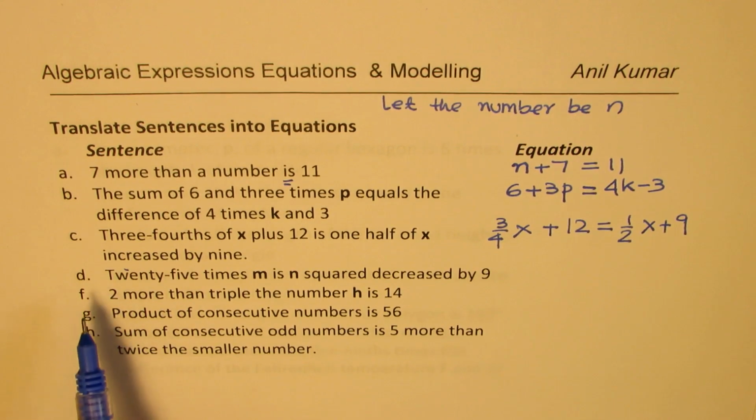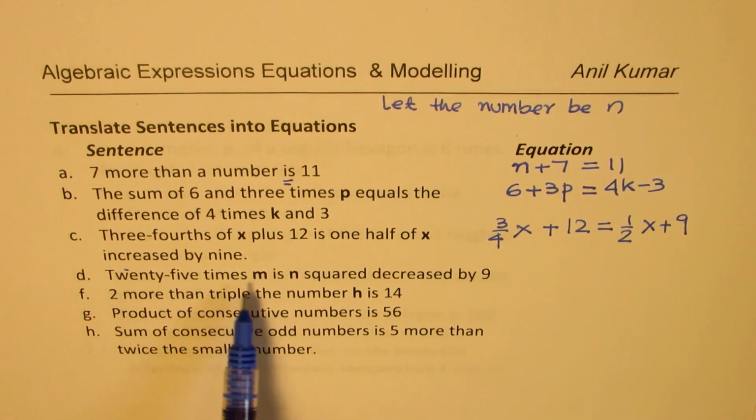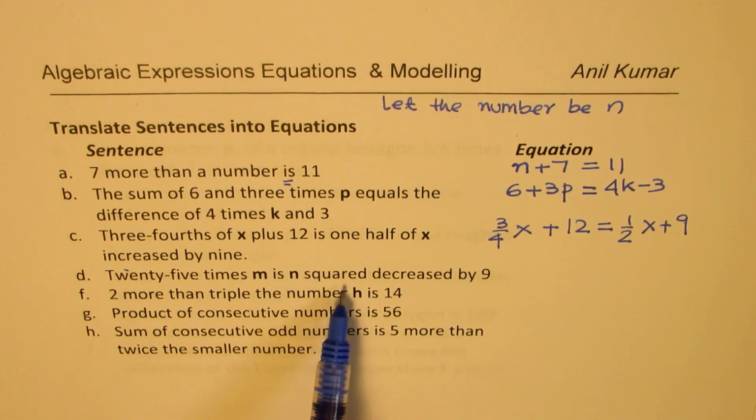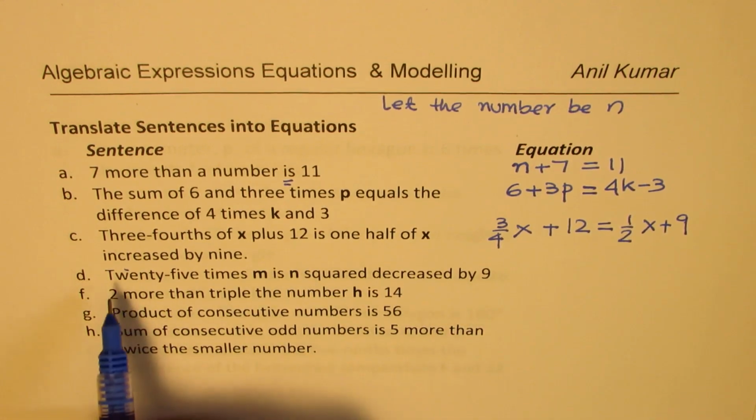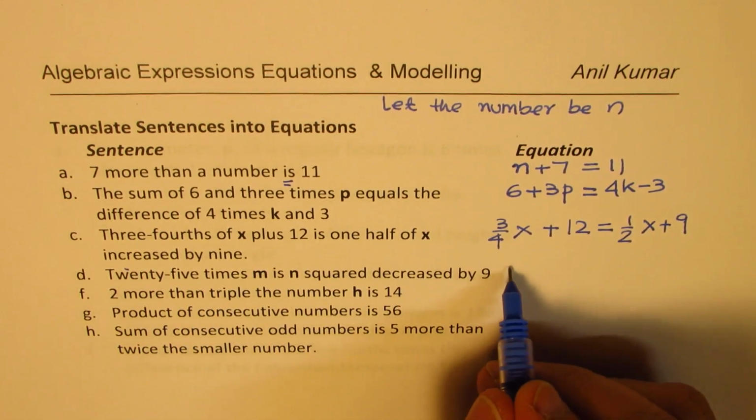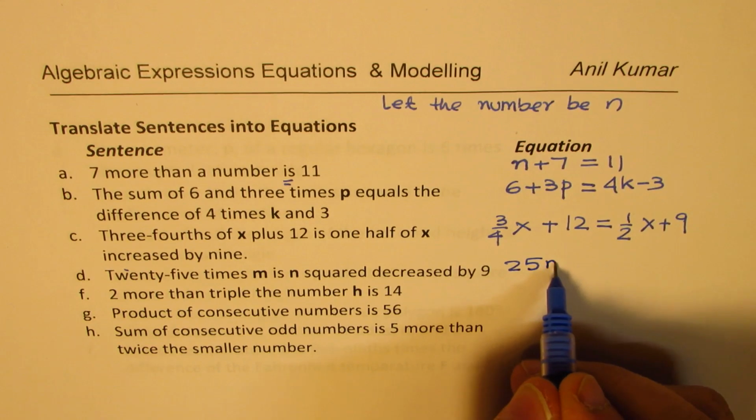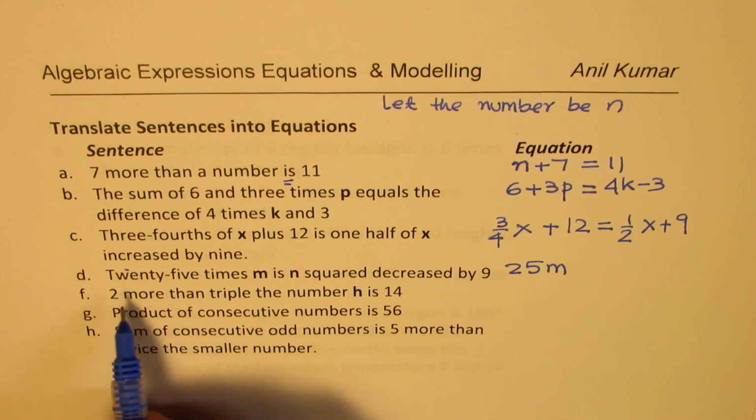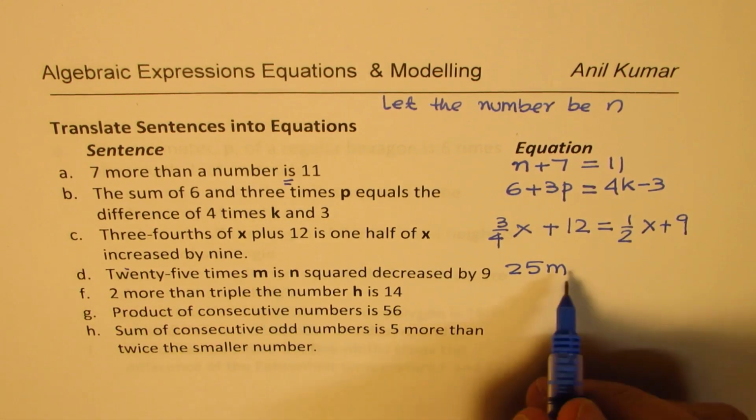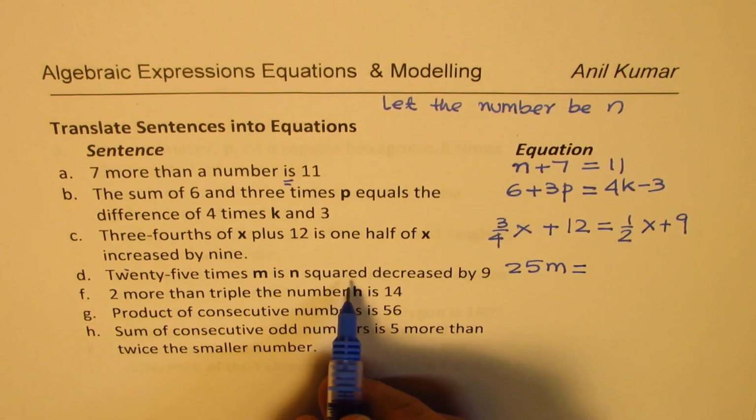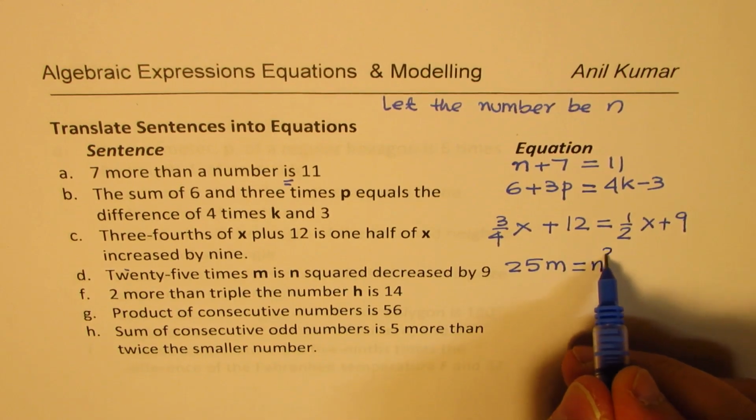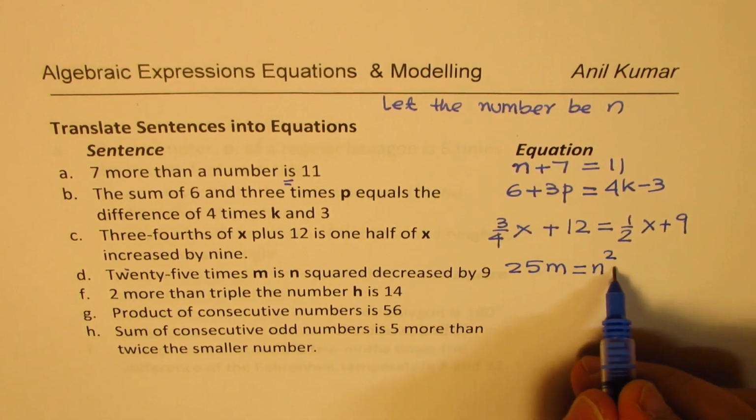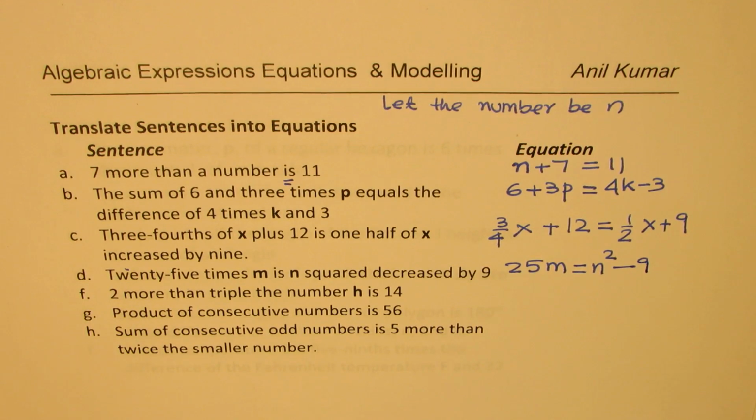Okay, so let's see. 25 times m is n squared decreased by 9. So 25 times m means 25 times m. When we don't write any symbol in between, it means product, multiplication. 25m is means equal to n squared decreased by 9, minus 9. You see, decreased by 9. So n squared is decreased by 9.